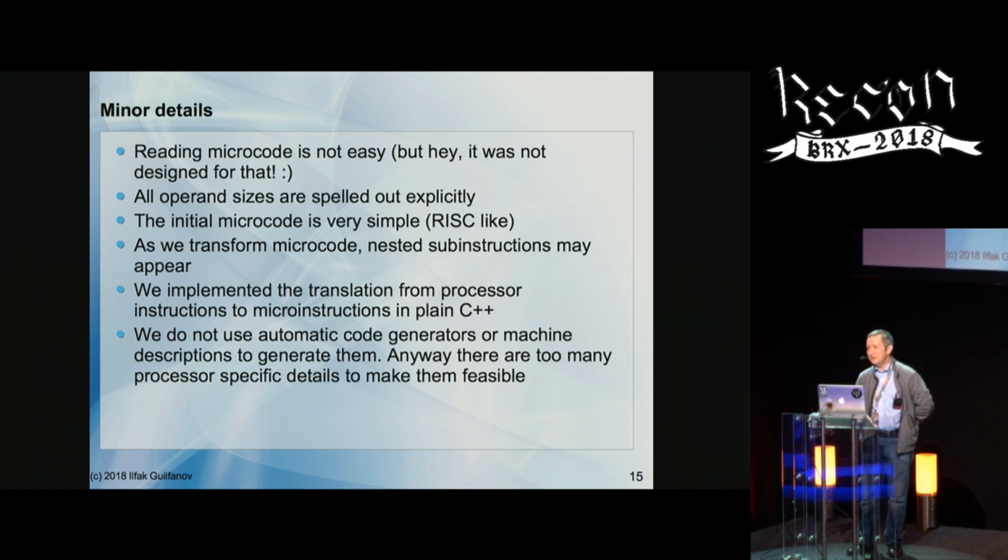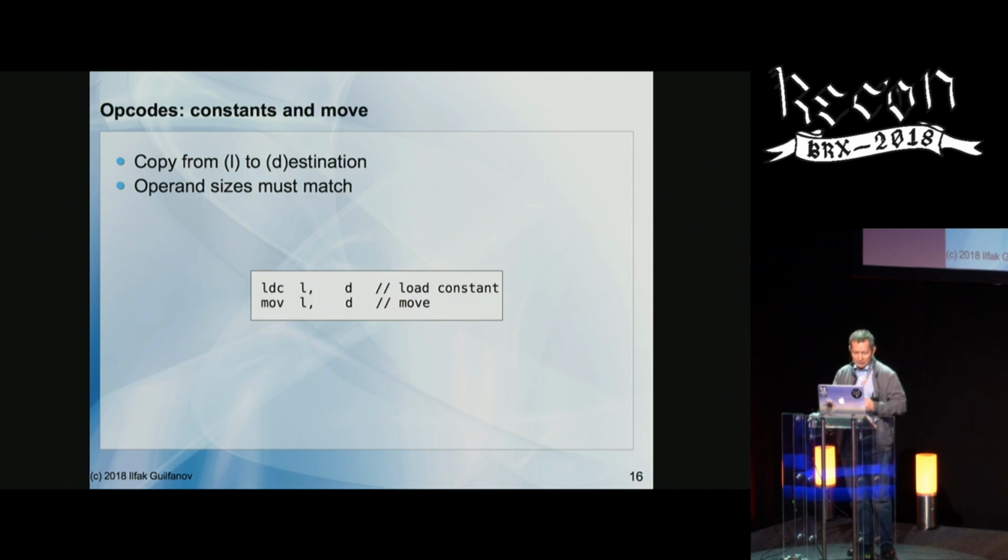We implemented this translation step from the processor instructions to microcode in plain C++. We don't use any processor description languages. Well, I think that this is the price we have to pay to be fast. One of the things. And there are too many processor-specific details to be able to describe them in one nice language. So we do everything manually, and I don't see how we could do it otherwise right now. Maybe it's possible, but we'll see for the future.